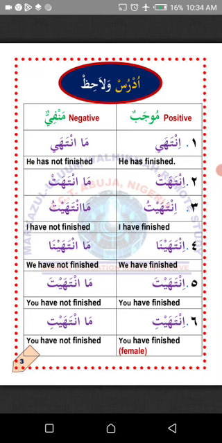Khamsa, number five. Intahaita, you have finished, talking to a single male person. Mantahaita, you have not finished. Sitta, number six. Intahaiti, you have finished, talking to a single female person. Ma intahaiti, you have not finished. La'allaka fahimt. I hope you understand. MashaAllah.